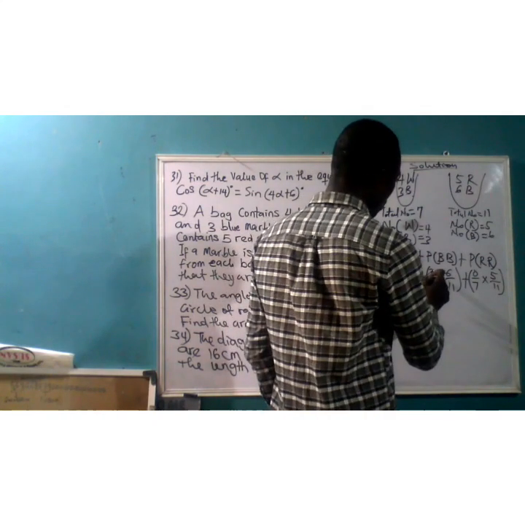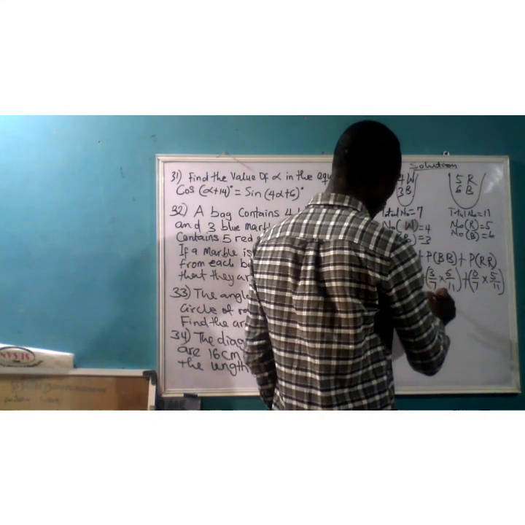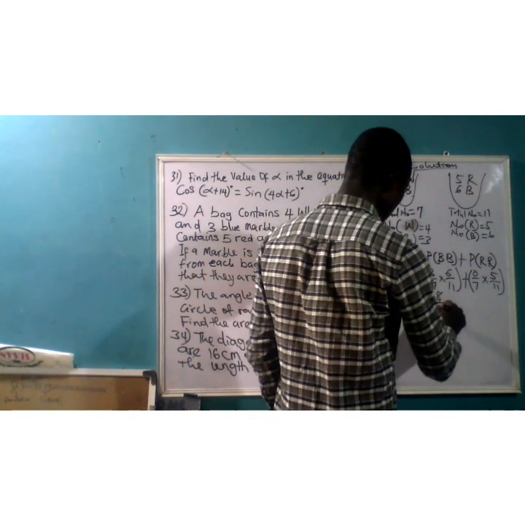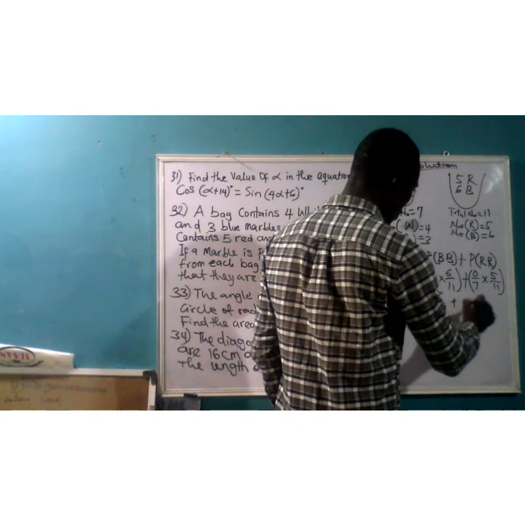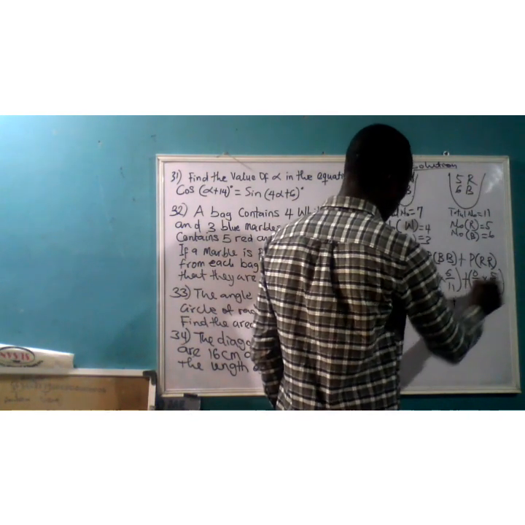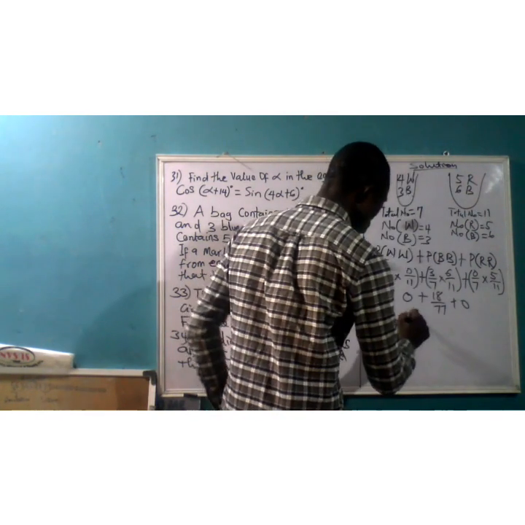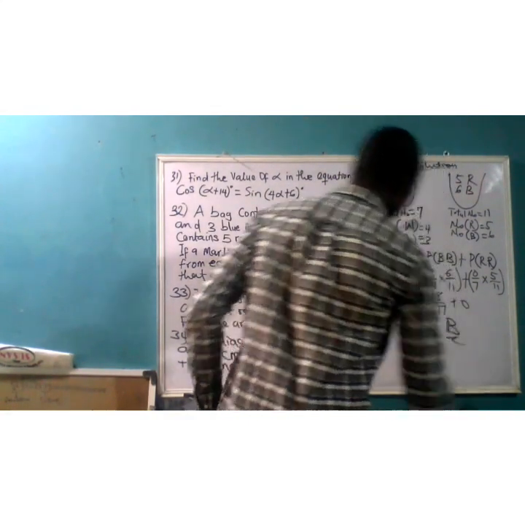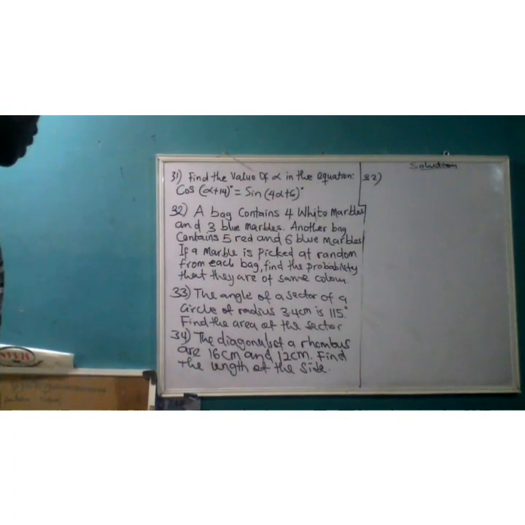Plus 6 times 3, that gives you 18. And 7 times 11, that's 77. Plus this will give you 0. 0 multiplied by this, that's 0. Hence, you have your answer to be equal to 18/77. Option B is the correct option. Now, let's take a look at question number 33.